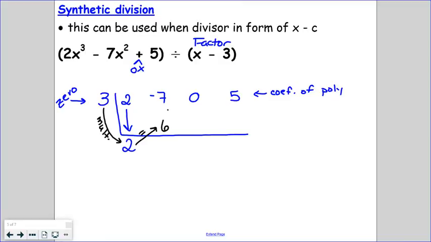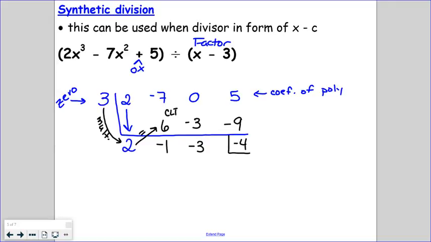And then we are going to combine those two numbers. So you're going to combine your like terms. -7 plus 6 is -1. Repeat the process. Number outside times that. 3 times -1 is -3. Combine your terms. 0 plus -3 is -3. 3 times -3 is -9. Combine your terms. And I get -4.